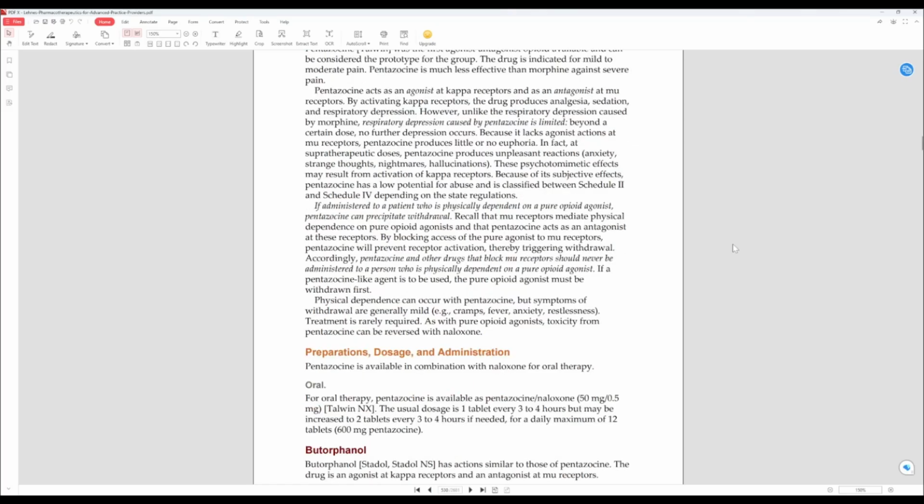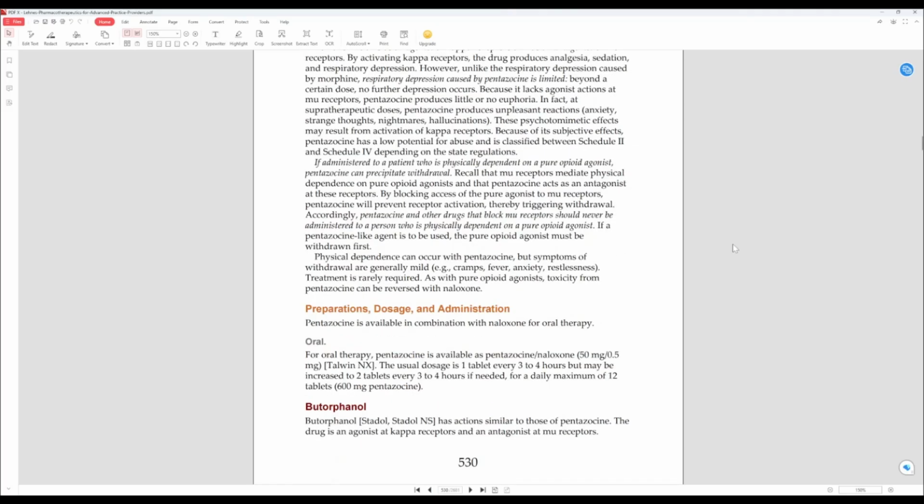Which brings us to the physical dependence which can occur with Talvin, but symptoms of withdrawal are generally mild, usually cramps, fever, anxiety, and restlessness. Treatment is rarely required. As with the pure opioid agonist, toxicity from Talvin will be reversed with Narcan.